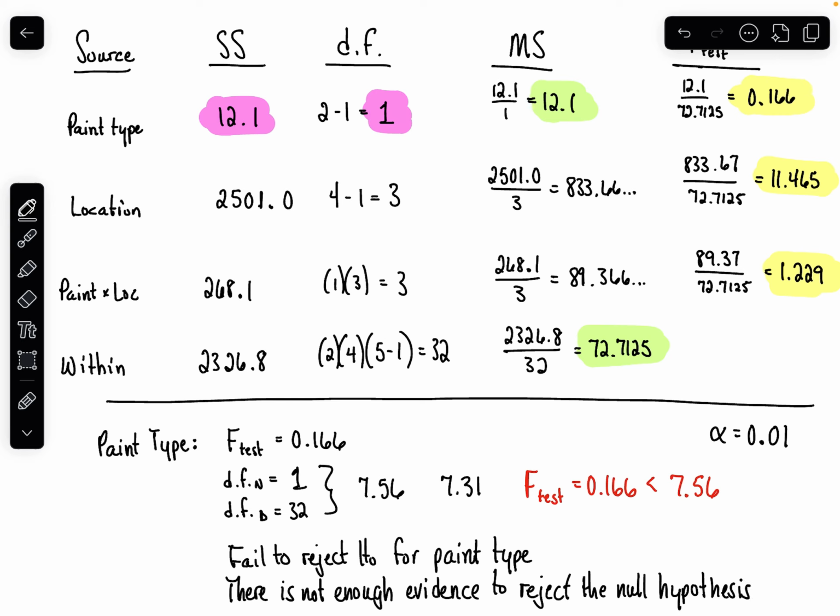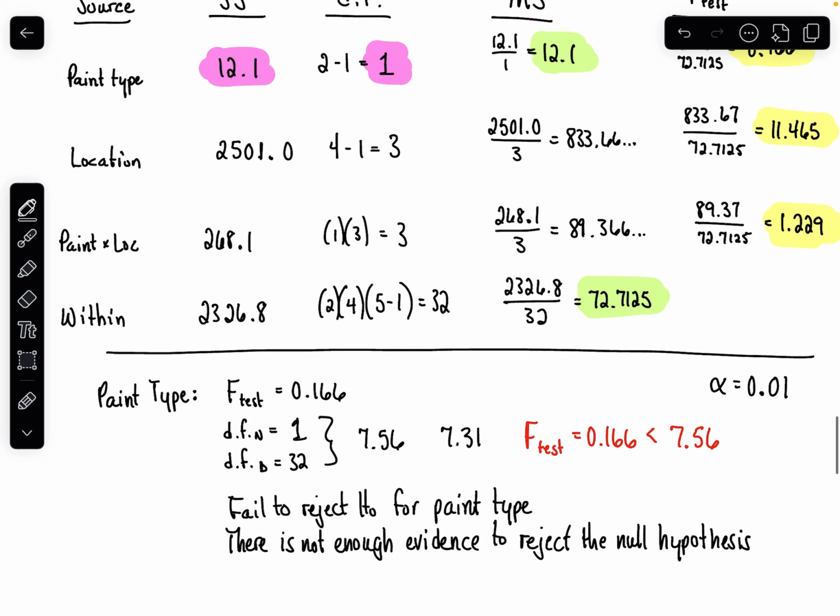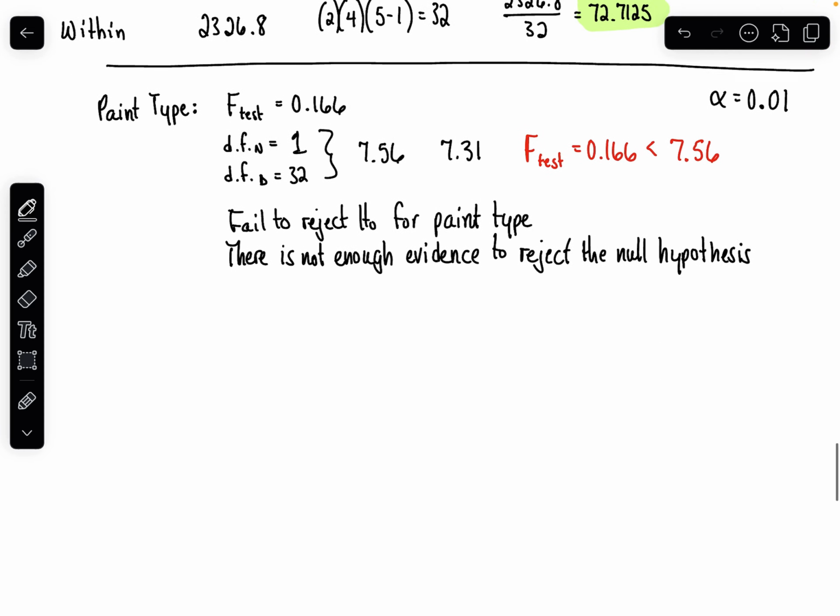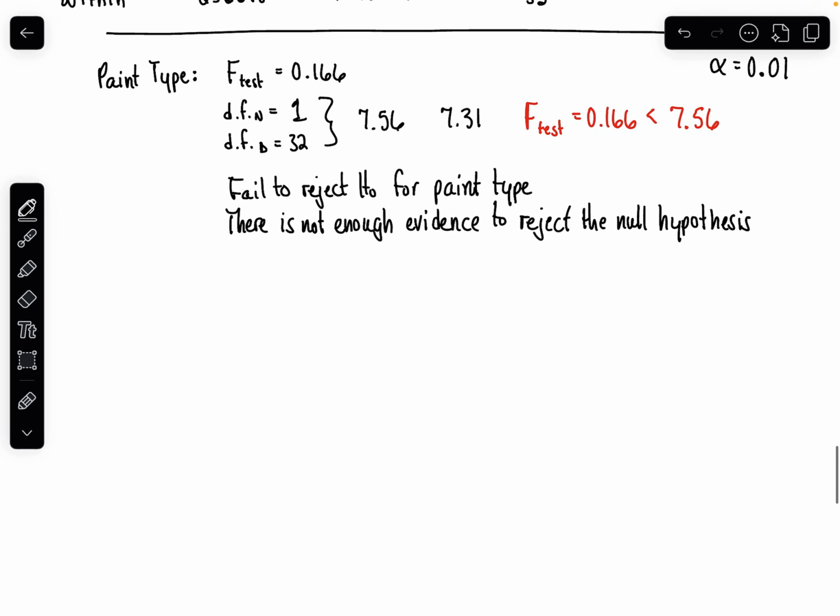Therefore, we would conclude that there is no significant enough difference between paint types. Next, let's move on to location.